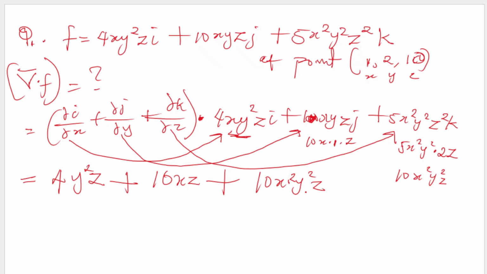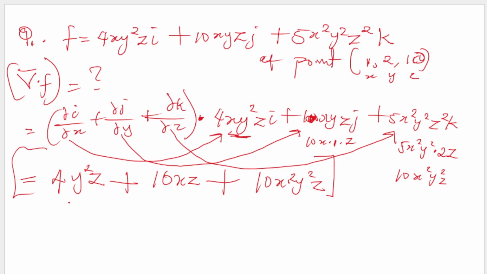If you were asked to get the gradient of the field vector, this is where you stop. But in this case, we are asked to get the divergence of the field vector, meaning we are replacing our variables with our given point, which is (1, 2, 10).